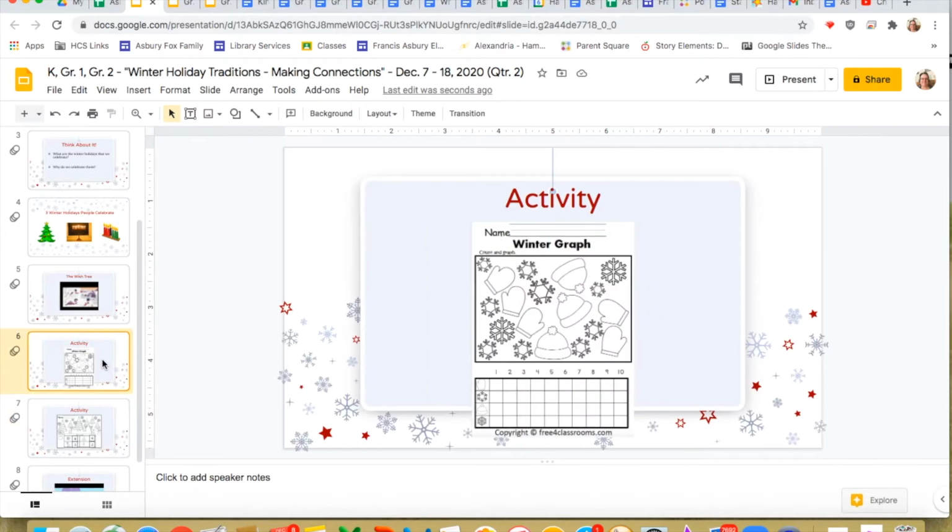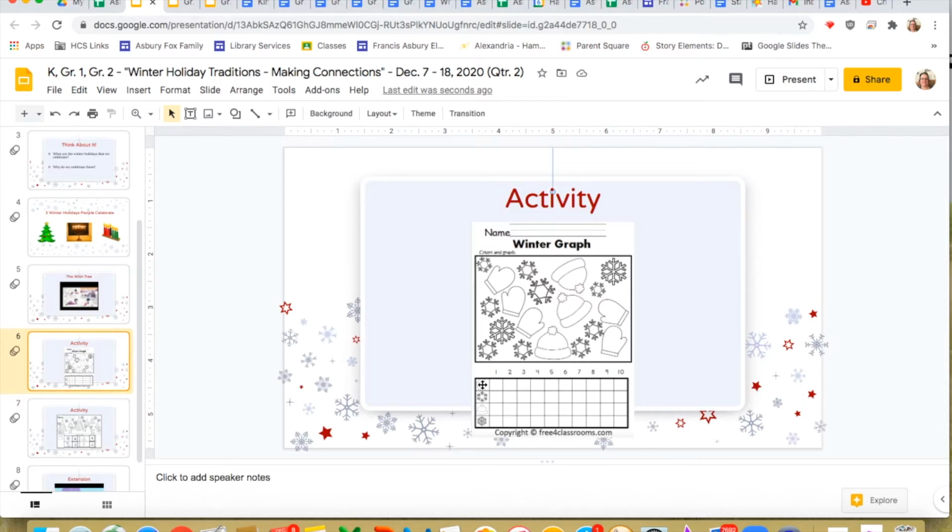Okay. And then we are going to do the winter graph. And Miss T apologizes. I did the second one first, but that's okay. All right, so let's do the winter graph. And what you're going to do on the winter graph is we're going to count each one of these. Then whatever number we come up with, that's how many boxes you're going to color in. Okay? So let's look at the mitten.